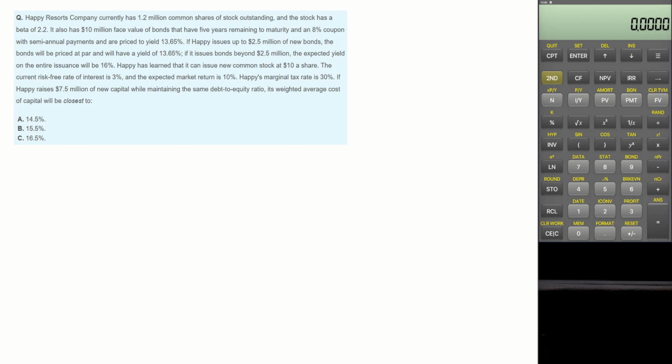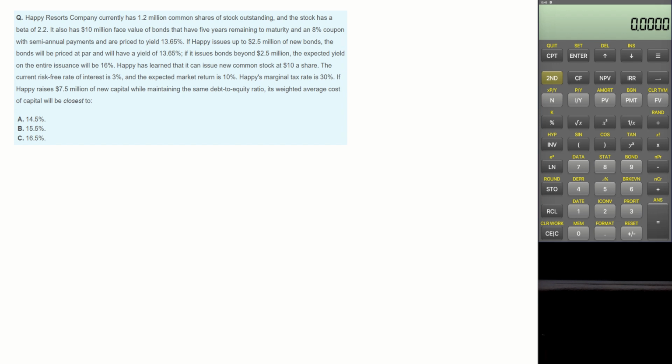Happy Resort Company currently has 1.2 million common shares of stock outstanding, and the stock has a beta of 2.2. It also has $10 million face value of bonds that have 5 years remaining to maturity, an 8% coupon with semi-annual payment, and a price to yield 13.65%.